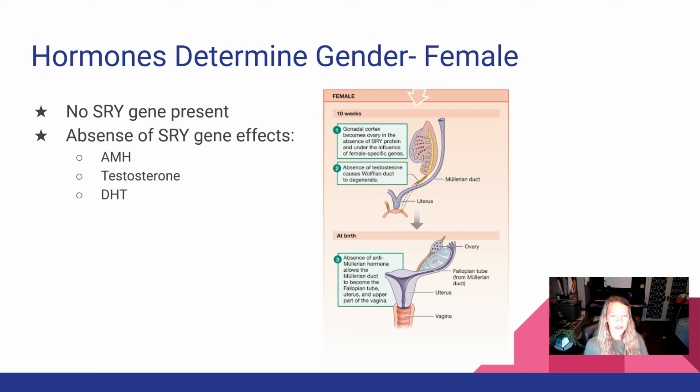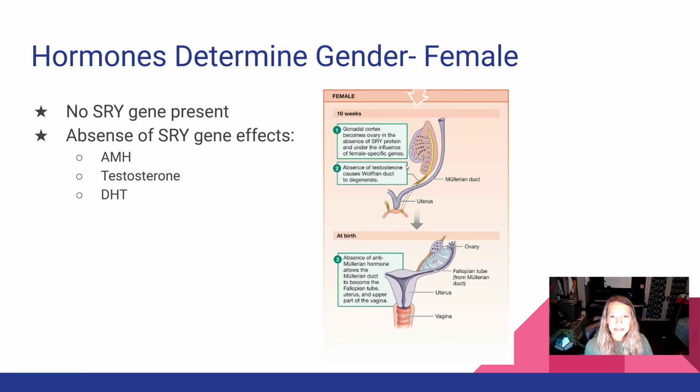Next, we'll talk about hormones in the female. So, obviously, females have no SRY gene present. This affects the AMH, testosterone, and DHT. So if you look in the picture, you can see more information about that. Gonadal cortex becomes the ovary in the absence of the SRY protein and under the influence of female specific genes. So if the SRY gene is not present, obviously it can't form a testes, so it forms the ovaries in a woman and a girl.